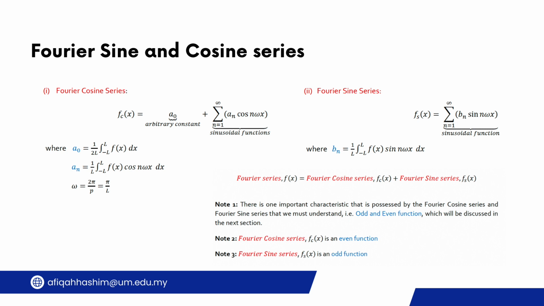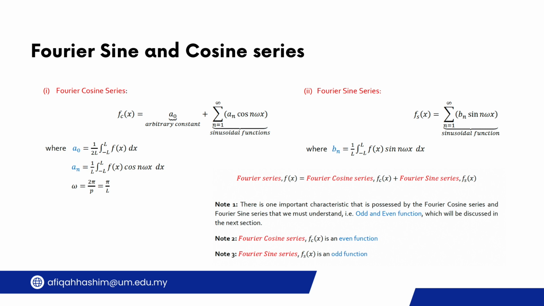Just now was for the Fourier cosine series, where the signal is an even function. But for the Fourier sine series, if the signal is an odd function, then you just need to find the value of B sub n. So the Fourier series f(x) is equal to the Fourier cosine series plus the Fourier sine series just now.